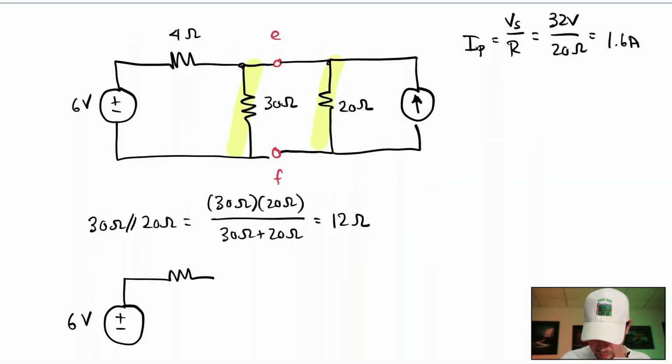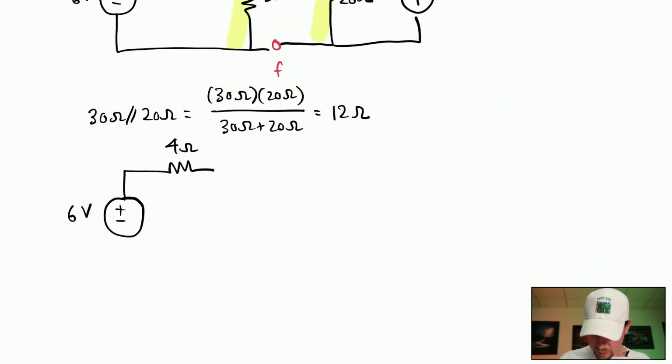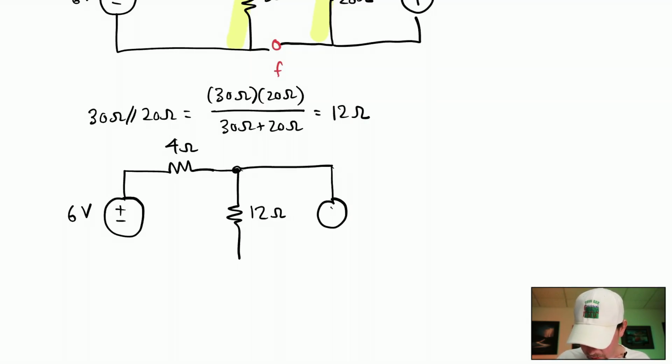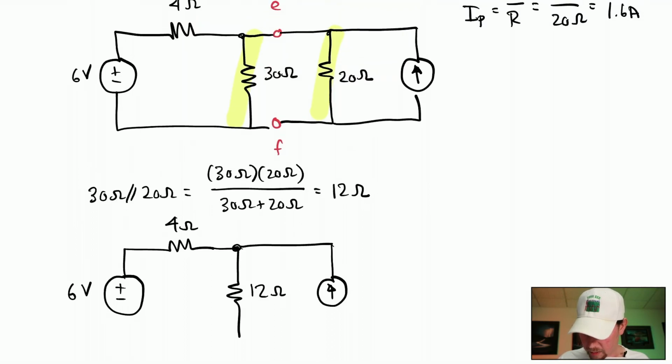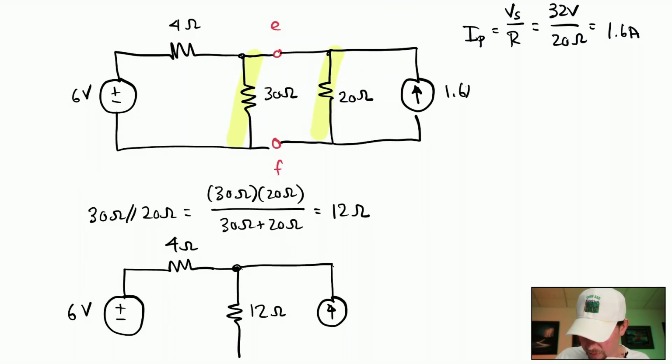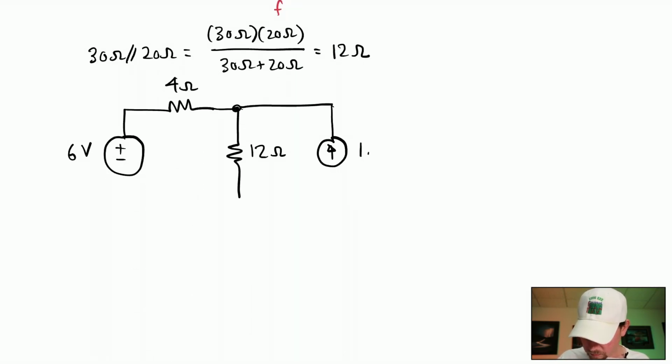So this is a 4 ohm resistor. Here, I added those two in parallel, so this is now a 12 ohm resistor. This is in parallel with a 1.6 amp source, like so.